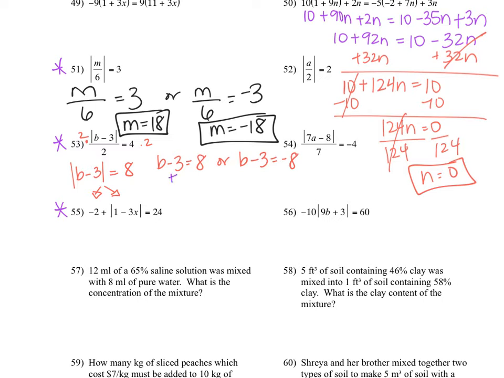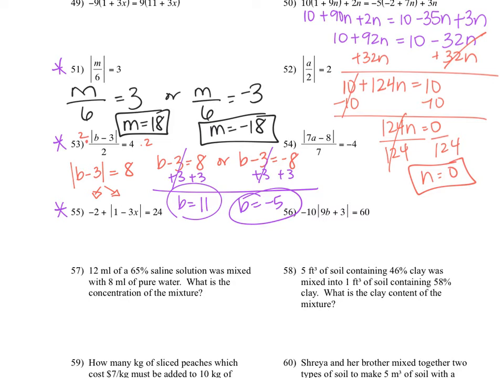And so I'm going to add 3 to both sides and add 3 to both sides. And so my b here equals 11. And then my b here equals -5. And those would be my two answers.